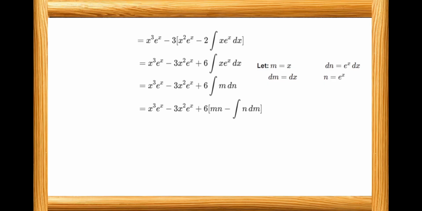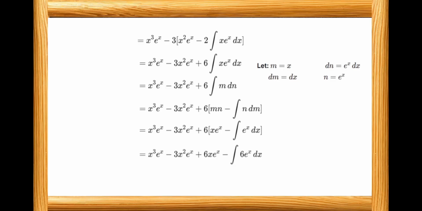We enclose this entire expression into brackets to ensure that the constant 6 is applied to both terms through the distributive property. So we have x cubed times e to the x minus 3x squared times e to the x plus 6 times the quantity mn minus the integral of n dm. In step 12 we substitute the values into the integration by parts formula. So we have x cubed times e to the x minus 3x squared times e to the x plus 6 times the quantity x e to the x minus the integral of e to the x dx.